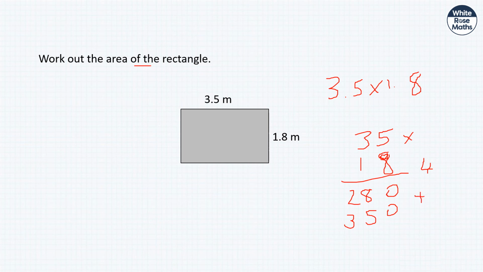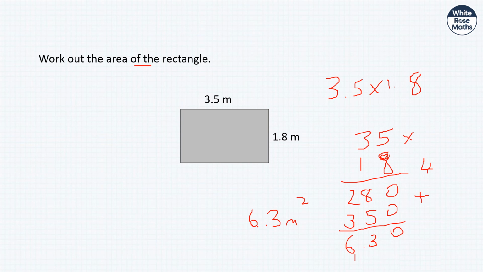And I'm now going to add my answers together. 0 plus 0 is 0. 8 plus 5 is 13, so 3 carry the 1. 2 plus 3 is 5, plus 1 is 6, guys. I'm now going to divide this by 100, so the decimal point goes there, so the answer would be 6.3 metres squared. Now, you might be wondering, why have I divided by 100?